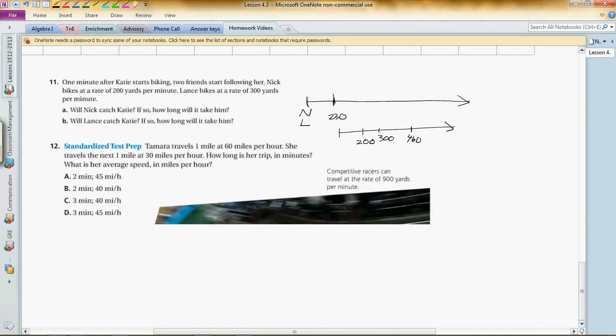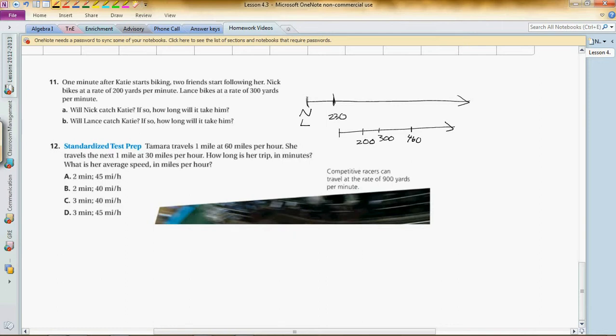So that's the question. Nick is actually slower than Katie, so common sense should come into play right here. Nick is slower than Katie, and he started late. And Lance started late. However, he bikes faster than Katie. So think about that.